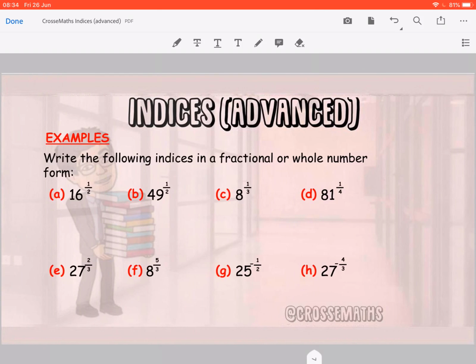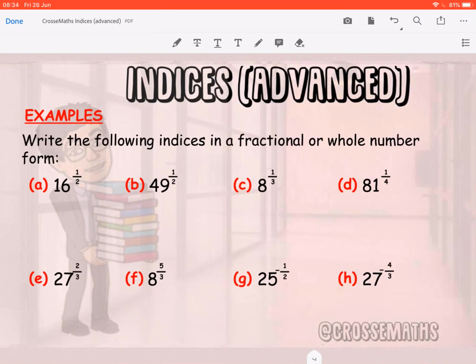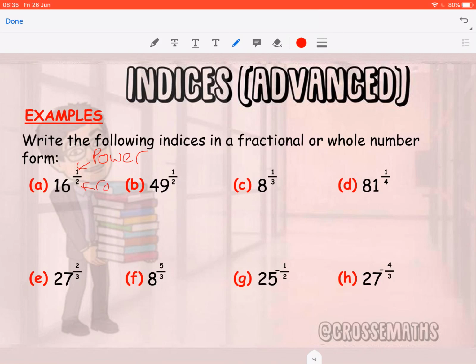Right then, so this is what you'll have, okay? You'll be dealing with questions like this, okay, fractional. It goes 16 to the power of half. Now the bit on the top doesn't really matter too much, the 1. This is the power, and this bottom bit is the root.